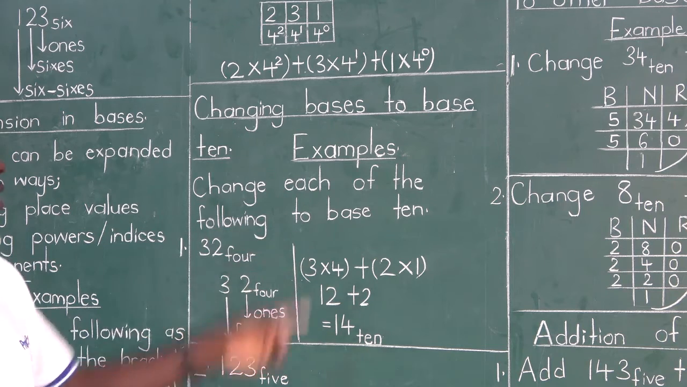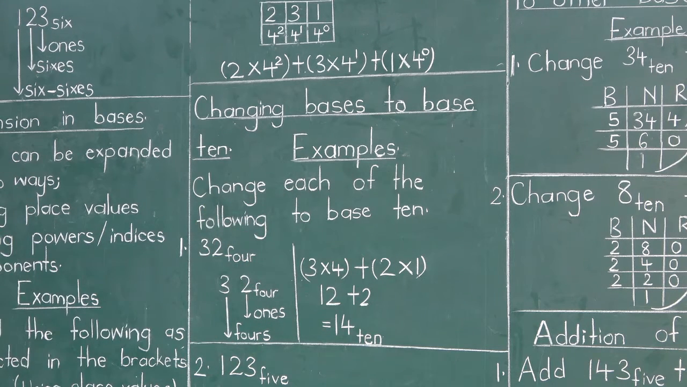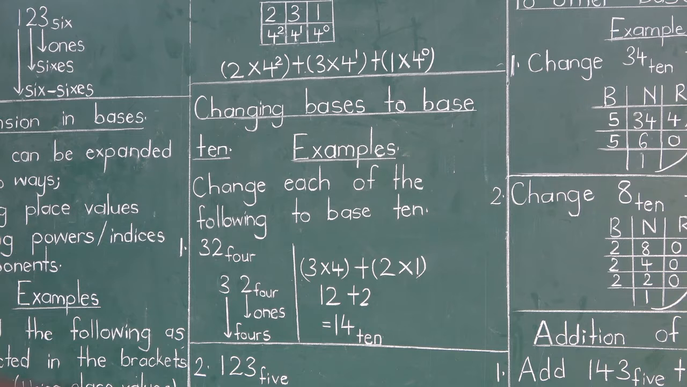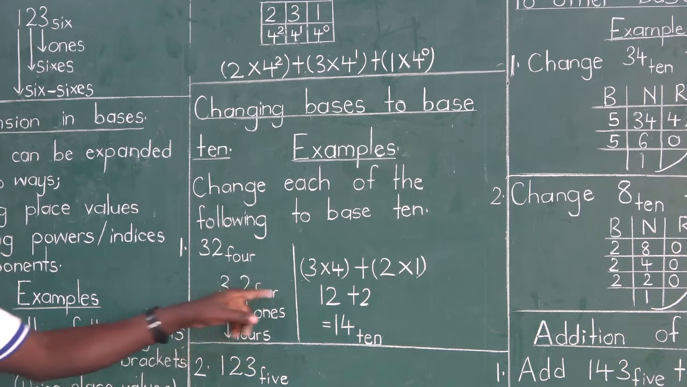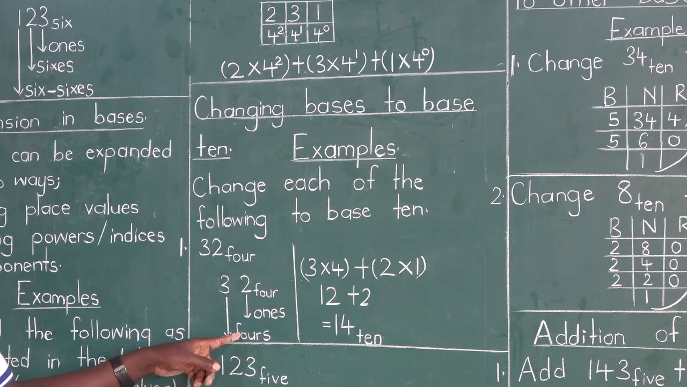Now the examples are here. The instructions say change each of the following bases to base 10. Like change 32 base 4 to base 10. I said we expand. We can either expand using place values or exponents. I've opted for use of place values like we did. This is 32 base 4, whose place values are 1s, 4s. First expand and then evaluate.